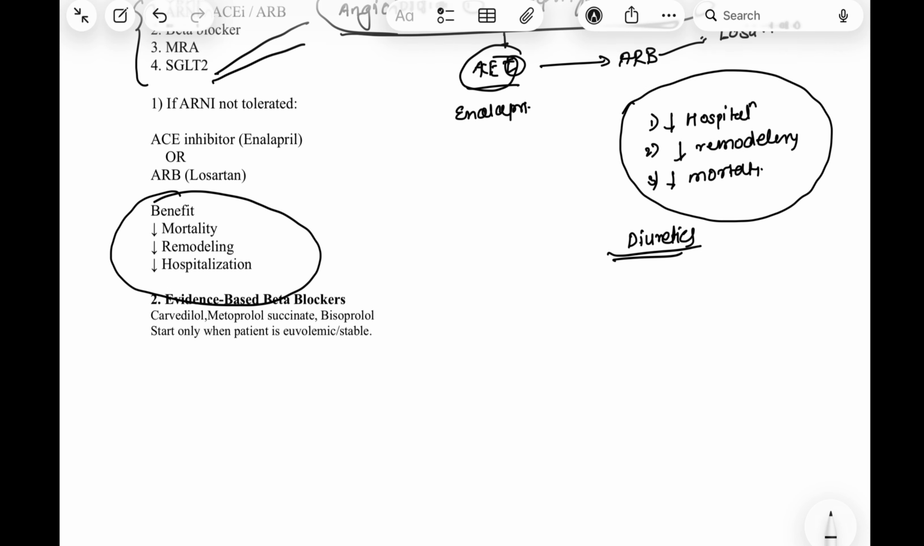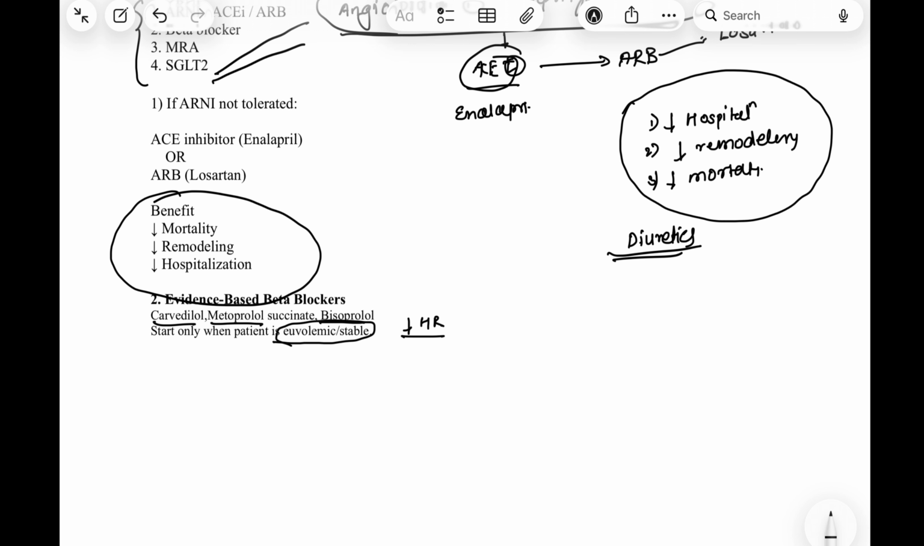Coming to the second drug, that is a beta blocker. Drugs like carvedilol, metoprolol and bisoprolol play an important role in the treatment of heart failure. Now the key point one has to remember with respect to beta blockers in heart failure is that these drugs are to be started only when the patient is euvolemic. Now what is the reason behind starting beta blockers only in a euvolemic stable patient? So what is the basic mechanism of a beta blocker? It decreases heart rate, right?